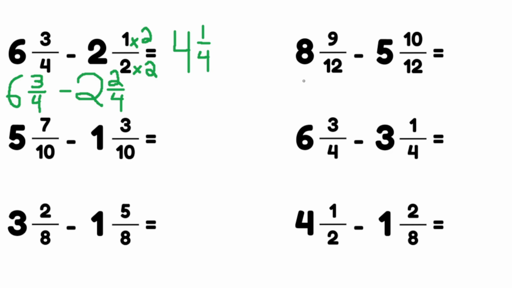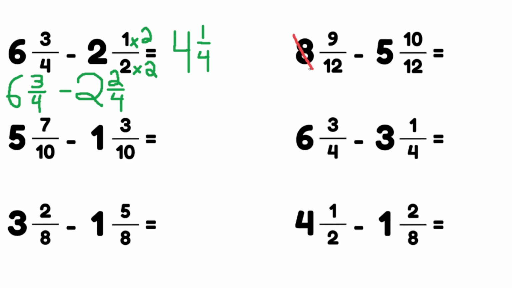Over here we have 8 and 9/12 minus 5 and 10/12. Now we're going to have to rename our 8 and 9/12 here because you can't do 9/12 minus 10/12. Can't do a smaller number minus a larger number because then we're getting into negatives. So what I'm going to do here is rename my 8 and 9/12.